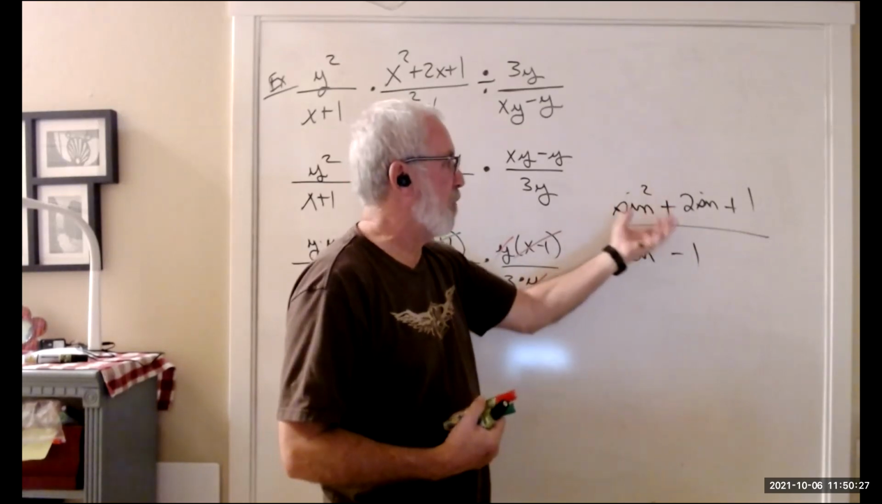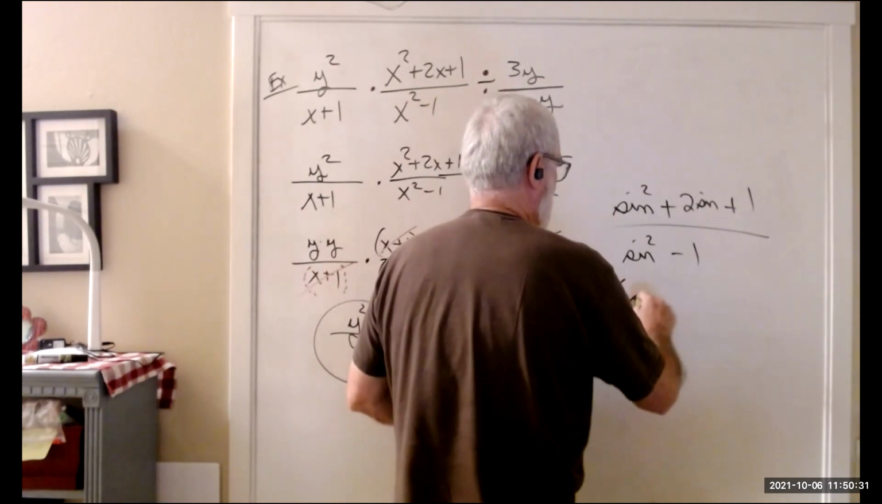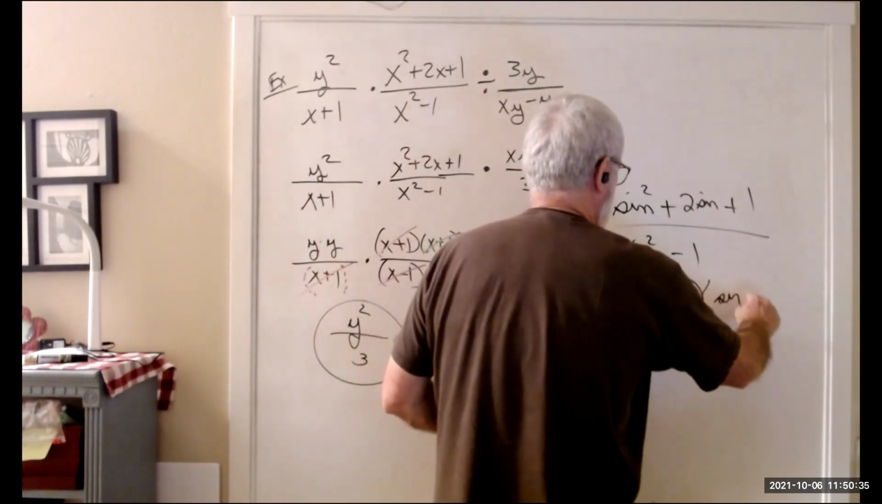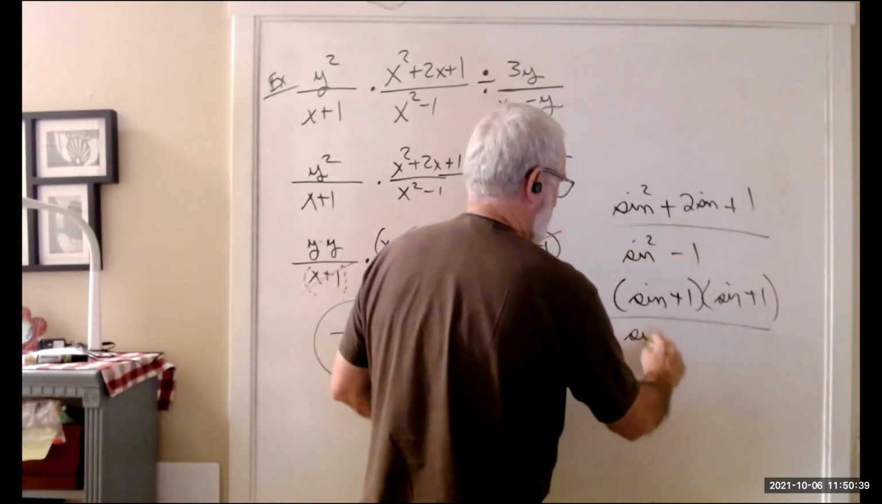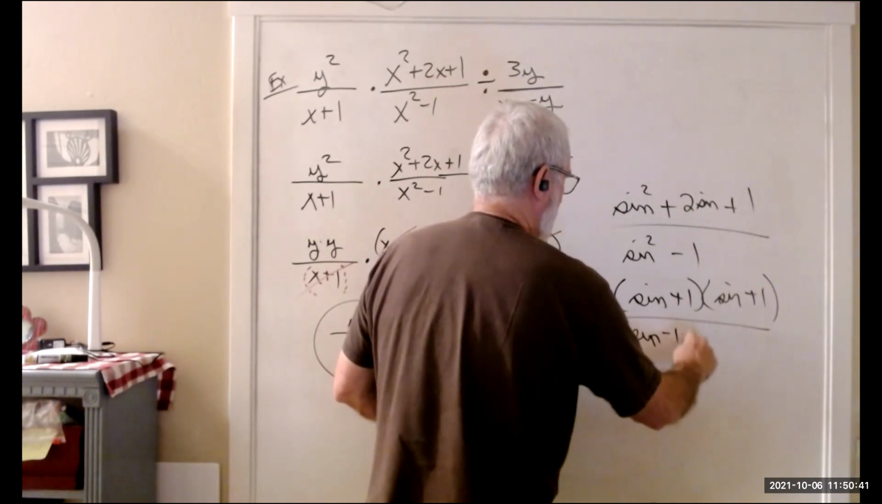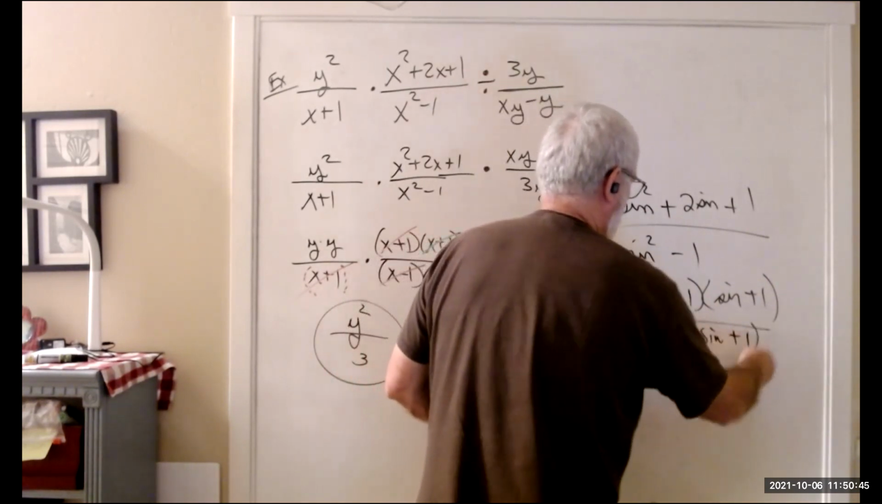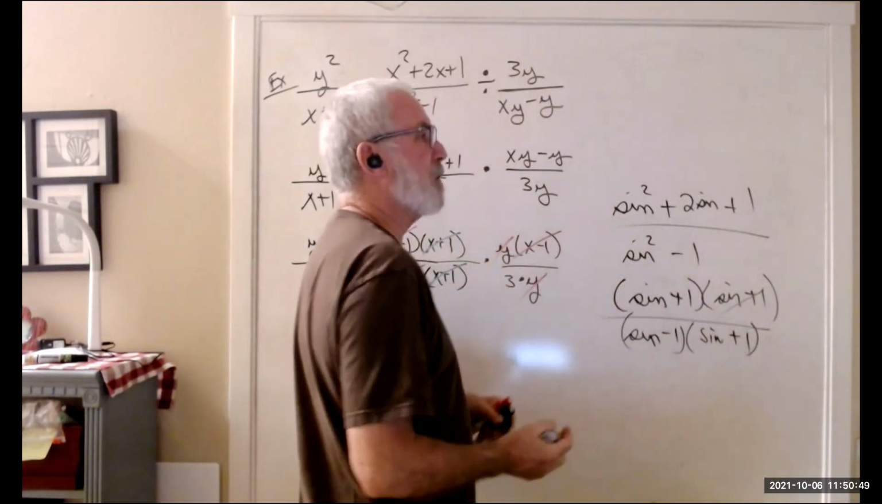So we'll learn to factor this. This will become sine plus 1, sine plus 1 on top. This will become sine minus 1, sine plus 1. And you'll learn to simplify all that stuff. Okay, why are we doing this?